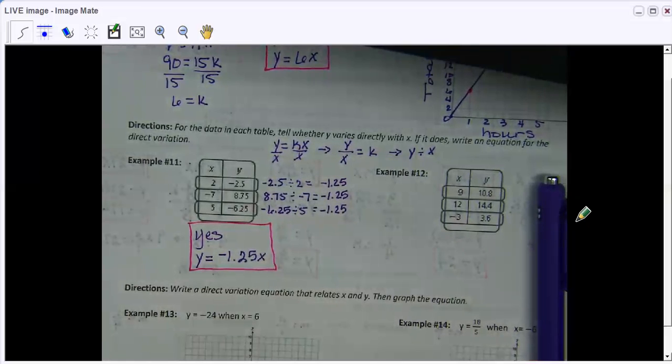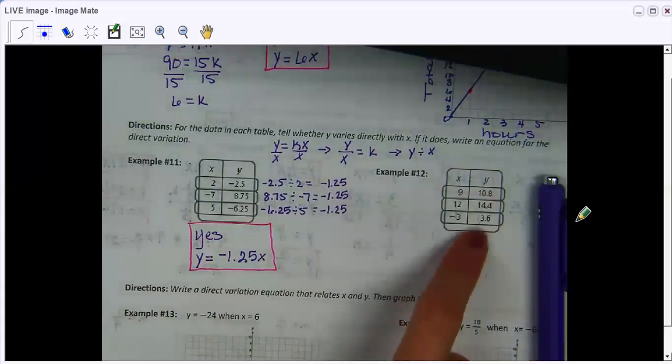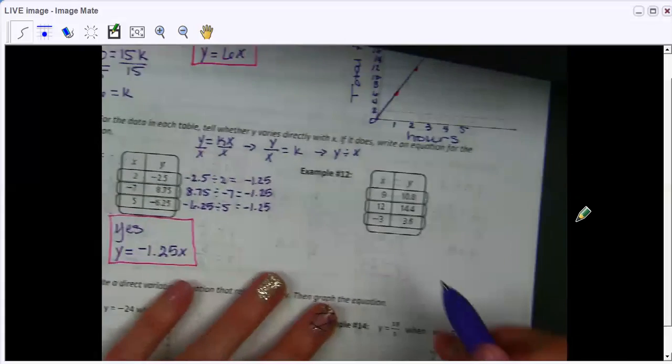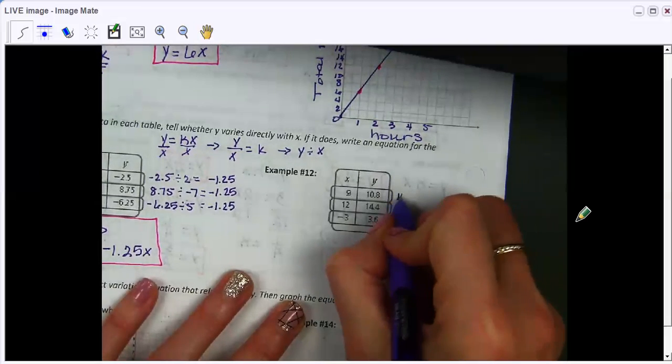Okay, so what I want you guys to do for number 12 is divide each of those and see if you get the same. I'm assuming, yeah, I would just assume it's a no. Take this down.